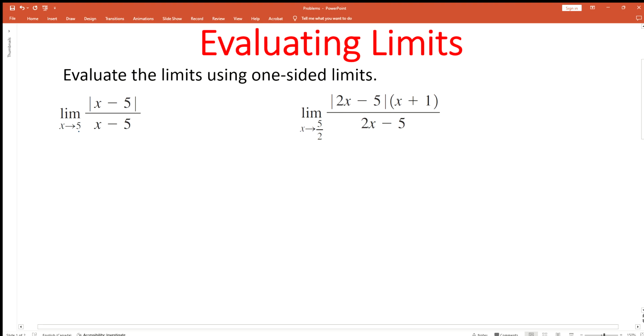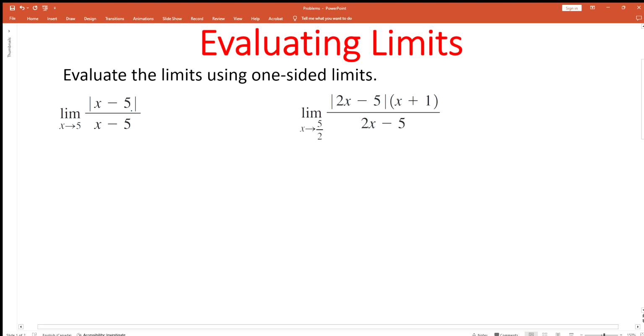Limit x approaches 5, absolute value of x minus 5 over x minus 5. Before we evaluate the left hand and the right hand limits for this expression, we should understand the concept of absolute value function. Absolute value function is a function that makes the value of an expression positive. So if the value of an expression is positive, it stays positive, and if the value of an expression is negative, the absolute value function makes it positive. In the first expression, we have the absolute value function in the numerator for x minus 5.